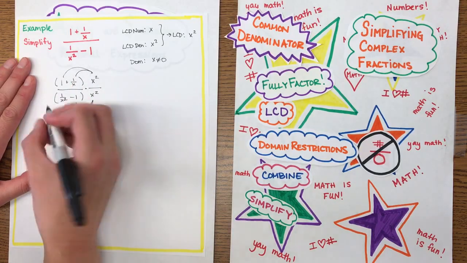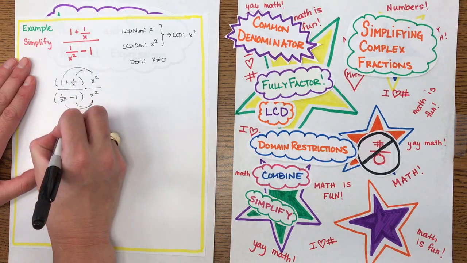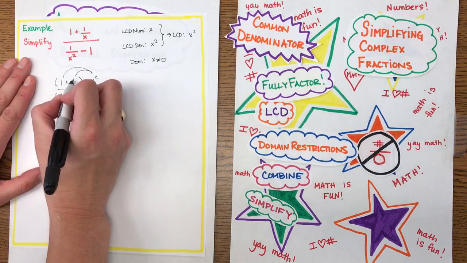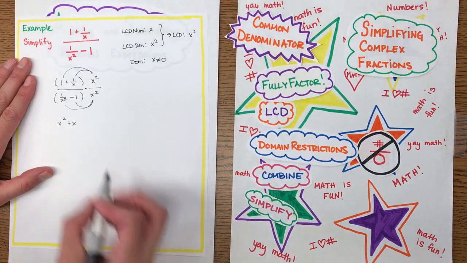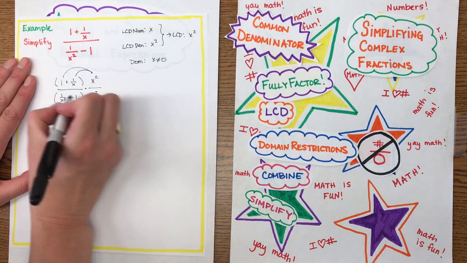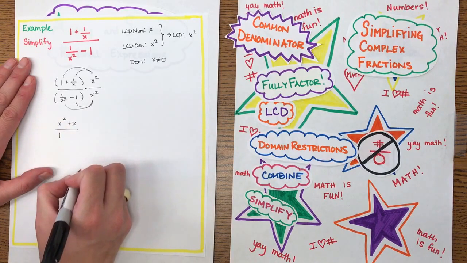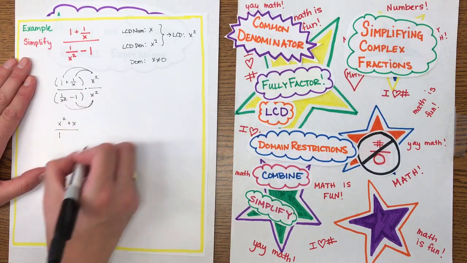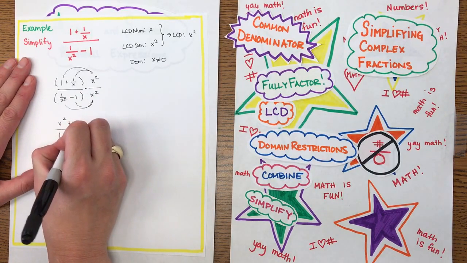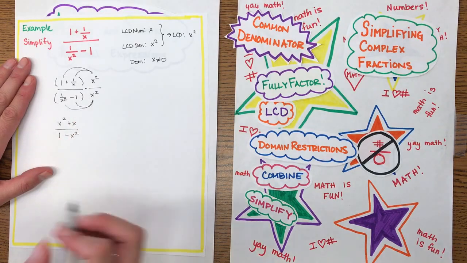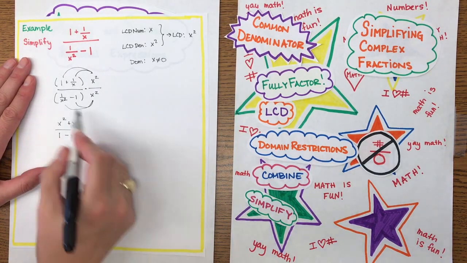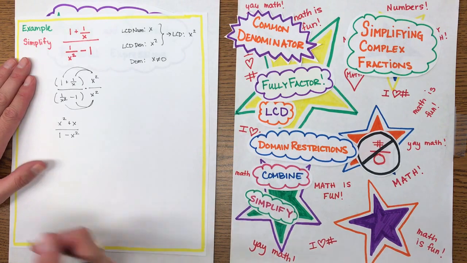So I distribute x squared in, and that gives me x squared plus x. x squared times 1 over x is just going to be x. Divided by x squared times 1 over x squared will be 1. x squared times negative 1 will be minus x squared. Now I want to go through and factor and simplify.